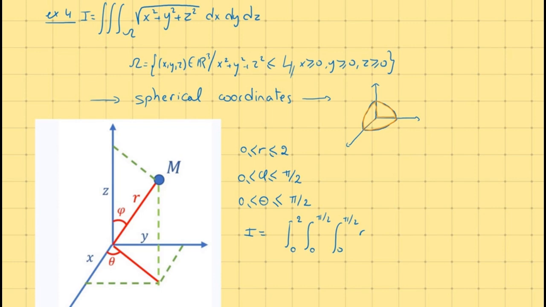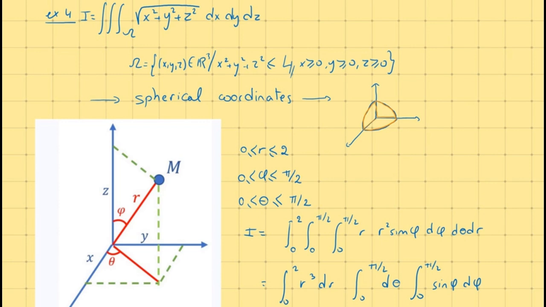And our function, that's square root of x² + y² + z², so that's simply r, or square root of r², that's r. Then I should multiply by the Jacobian. The Jacobian in this case, that's r² sine phi. So I have finally the integral of r³ between 0 and 2, the integral of 1 d theta between 0 and pi over 2, and the integral of sine phi between 0 and pi over 2.